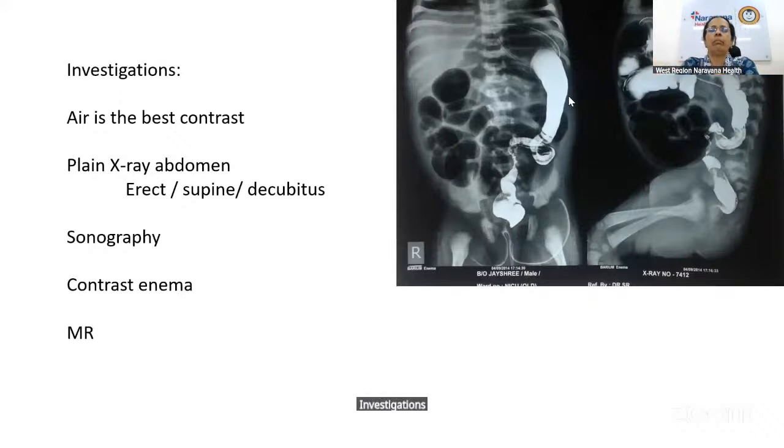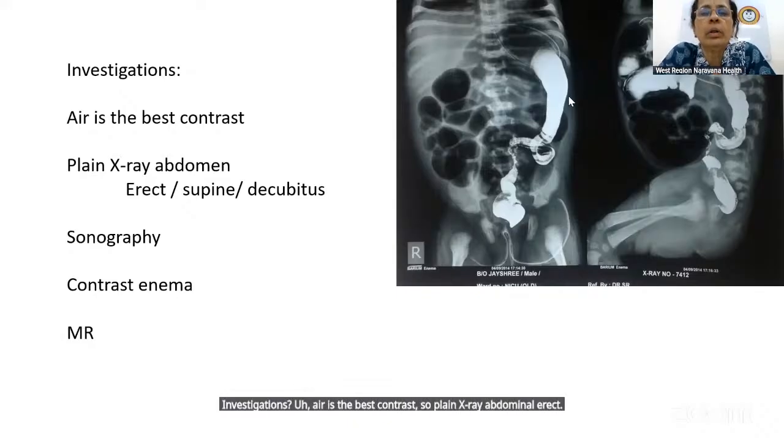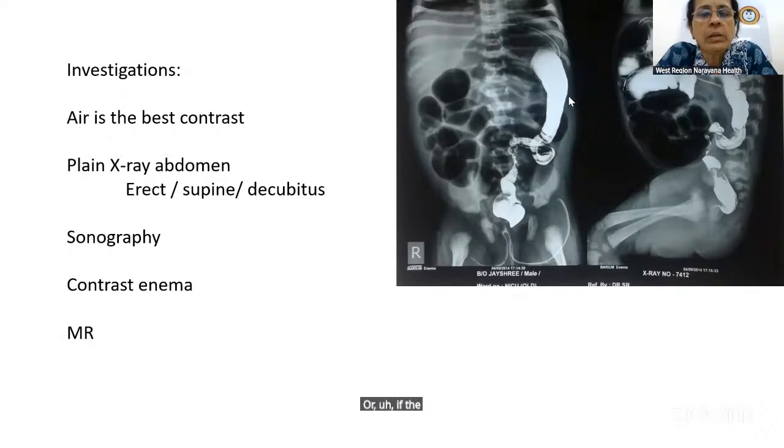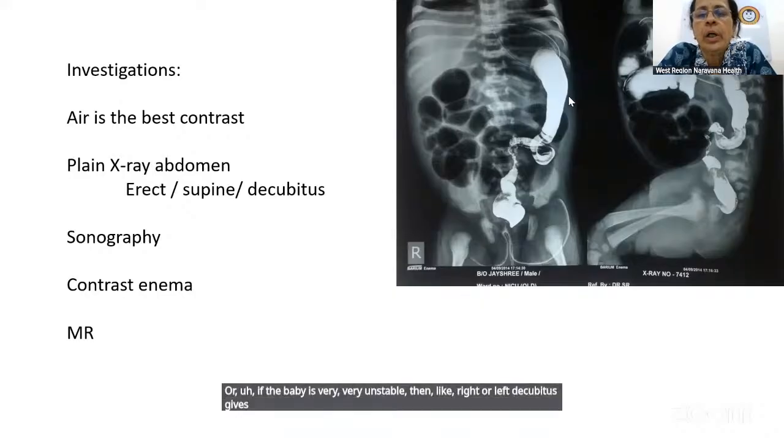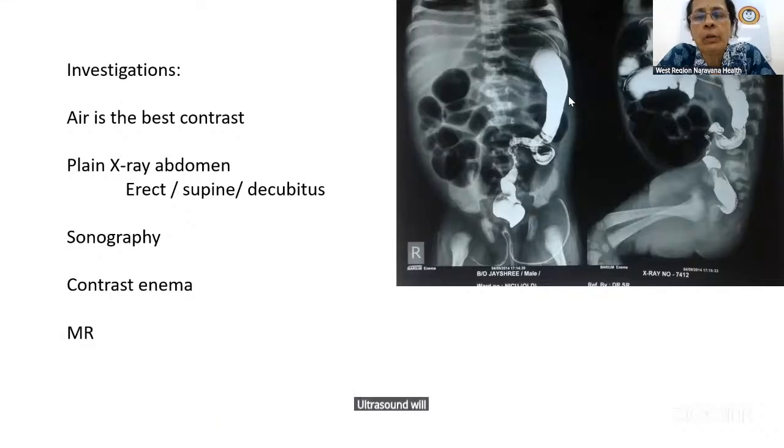Investigations: air is the best contrast. So a plain X-ray abdomen erect, or if the baby is very unstable, then the right or left decubitus gives a lot of information. Ultrasound will tell us about free fluid in the abdomen, and also about intramural gas in a loop of bowel in NEC, or portal gas.